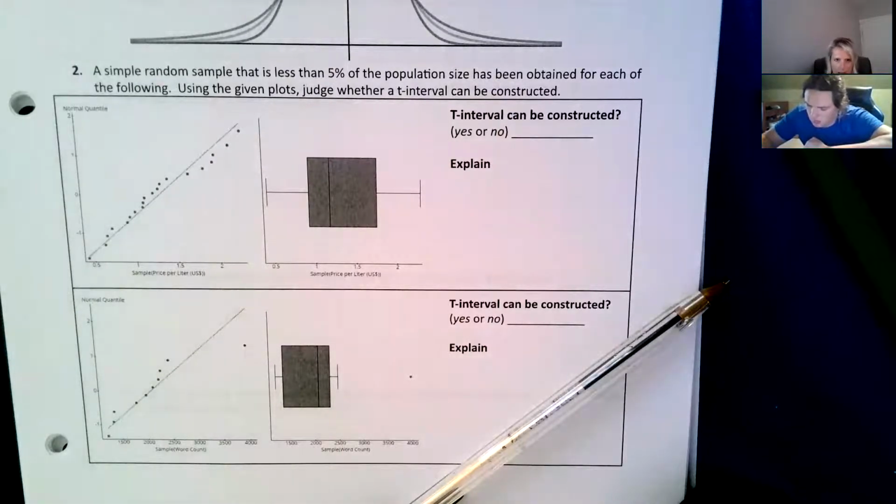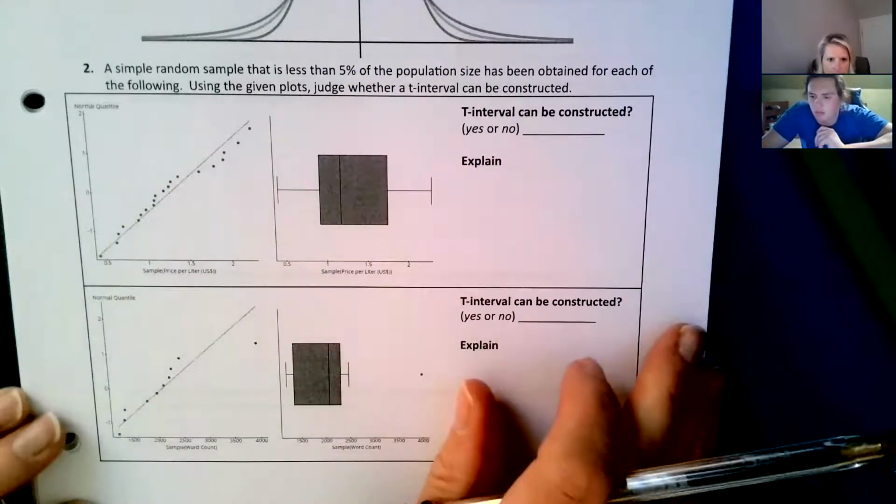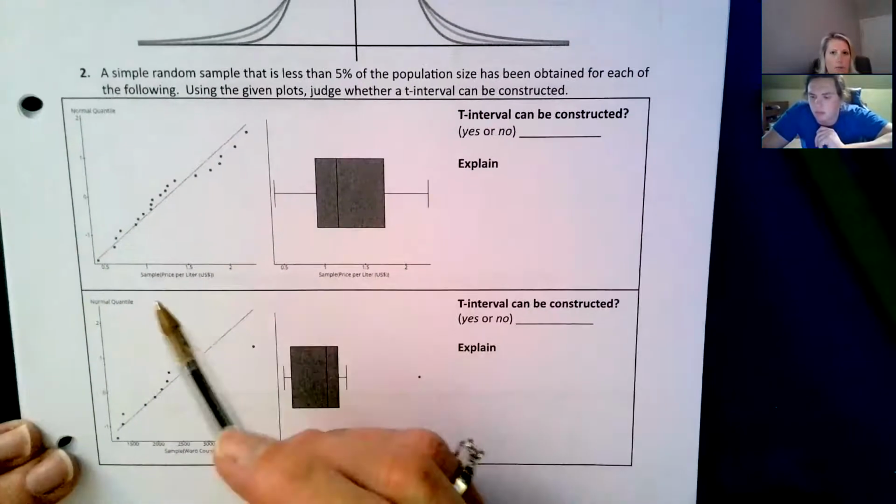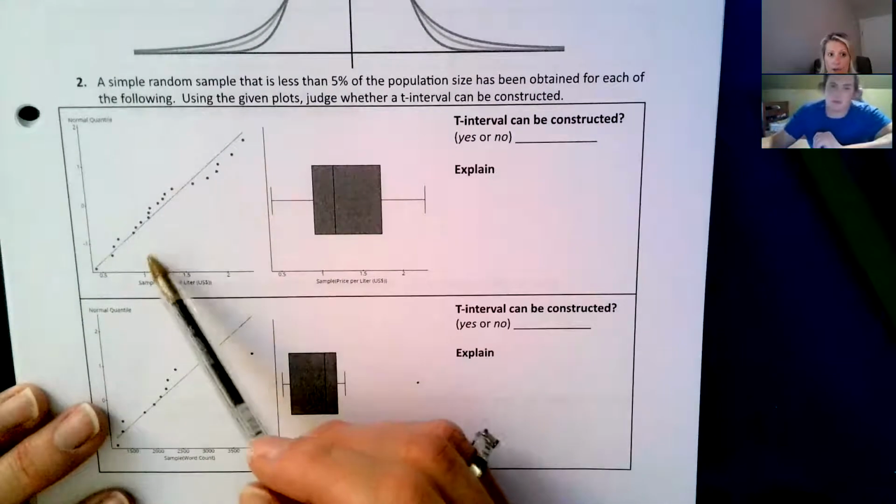This problem says a simple random sample that is less than 5% of the population size has been obtained for each of the following. So we know that the independence is met for the central limit theorem. There are 3 criteria, and the first criterion is a simple random sample. So we have both of those met. The third is a question of normality. We don't know exactly the sample size, but it must have been small because they gave us a normal probability plot.